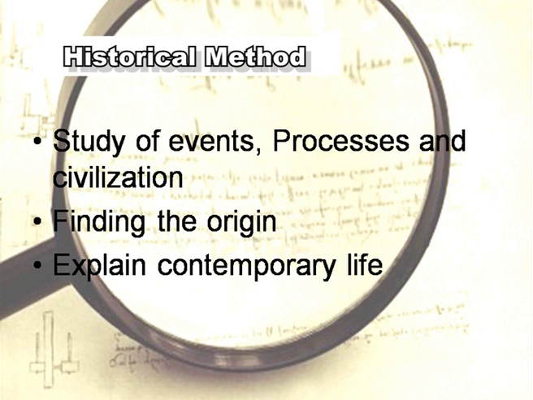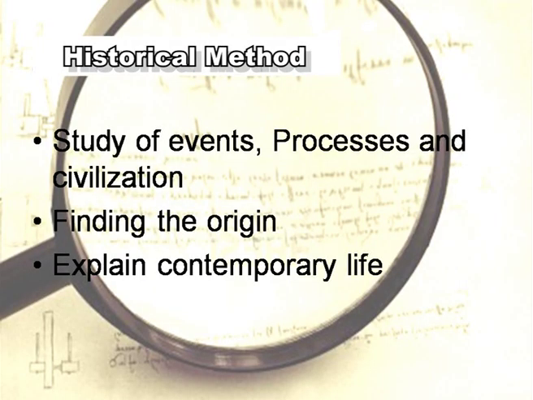Historical method refers to the study of events, processes and civilizations. It tries to find out the origin of processes and events. The aim of historical sociology is not just finding out the origin of a completed process. Actually, it aims to apply the causes, the consequences and the events that had happened in earlier society to the contemporary society, so that the present society could be understood in a better fashion. This is the aim of historical sociology.